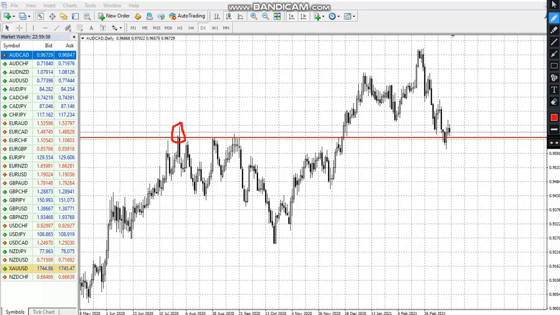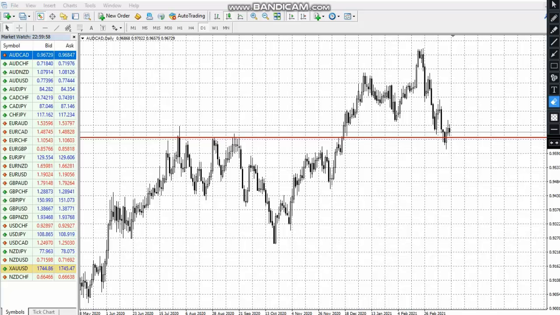It has been tested 1, it has been tested 2, it has been tested 3, and then it broke the fourth one here. It broke it, and now it's coming to test it for the 5th time here. So this particular horizontal line, or this particular point of support, which is resistant to some other parts, has been a very strong one, and it's a crucial one to the market.